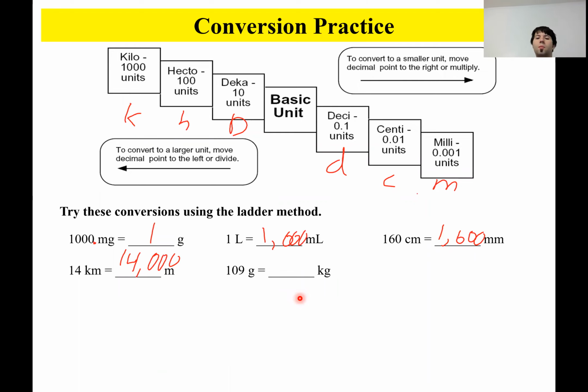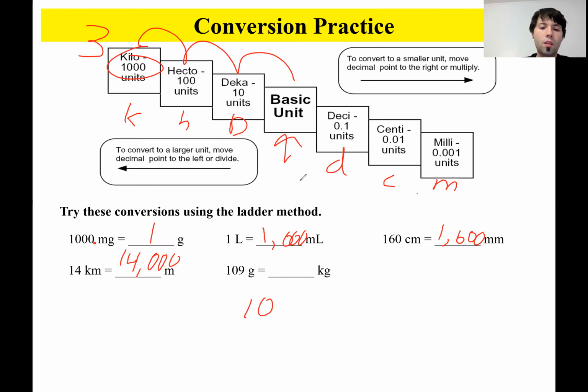Next example. 109 grams equals how many kilograms? Okay, so this one looks a little weird. That's okay. We can do weird. Just follow the same rules and we'll get there. So now we're starting with the basic unit. There's no prefix in front of grams, so I know I'm on the basic unit. And now I want to get to the kilo. So how many hops is that? That's 1, 2, 3 hops to the left. So I'm going left this time.